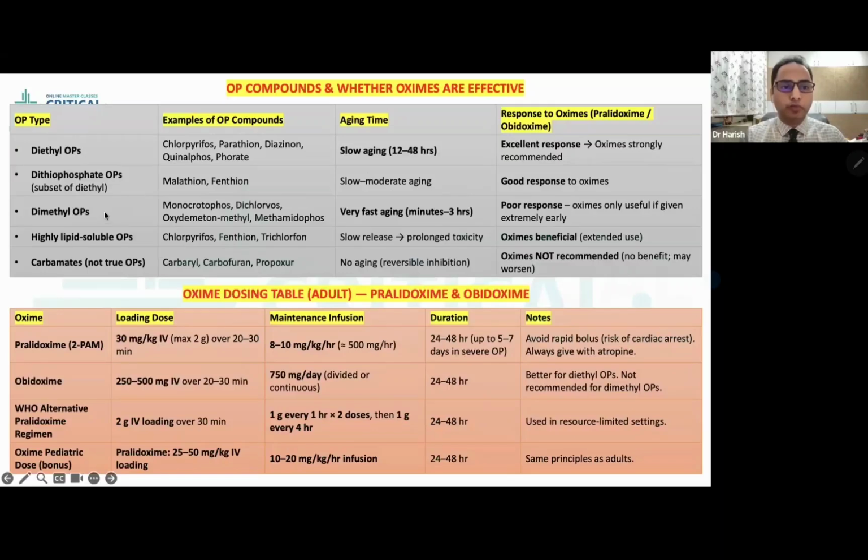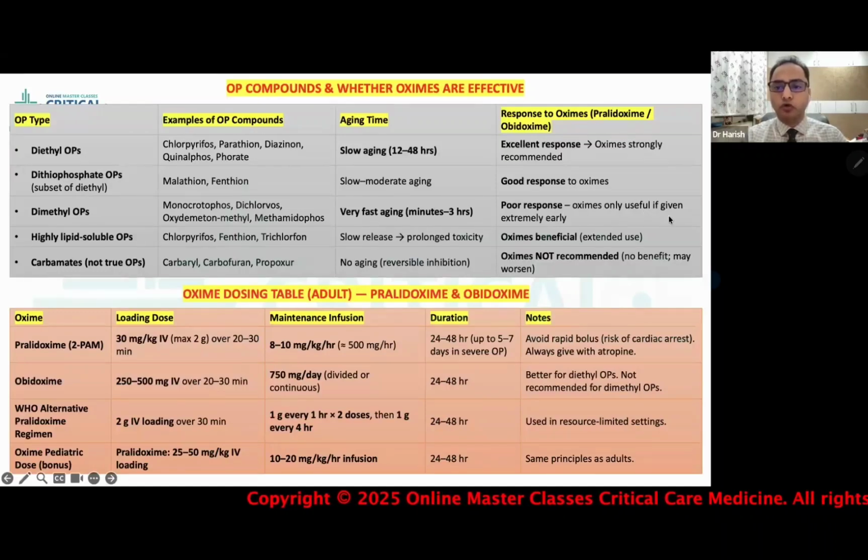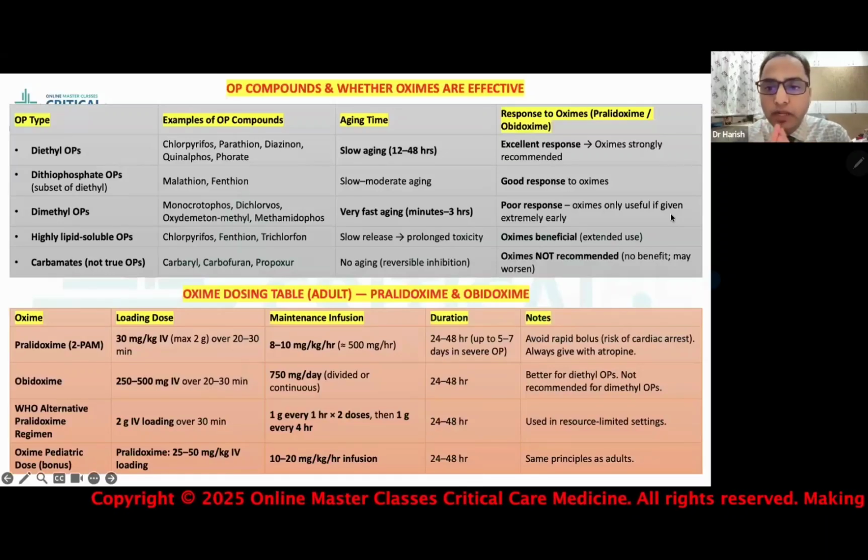Okay, dimethyl OPs, so that is monocrotophos, dichlorvos, oxydemeton-methyl, methamidophos, with very fast aging, within minutes to 3 hours, and poor response. Oximes are only useful if given extremely early.